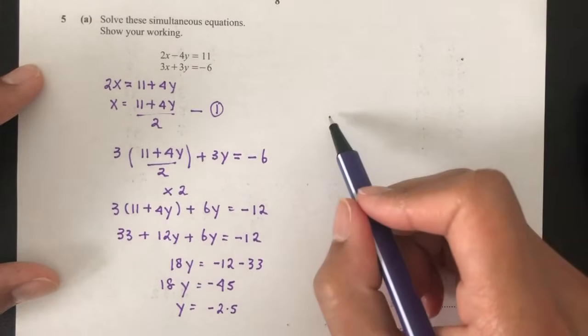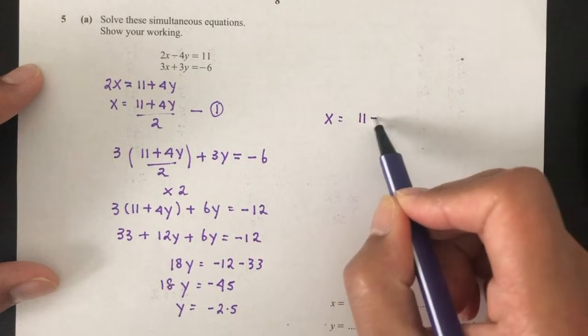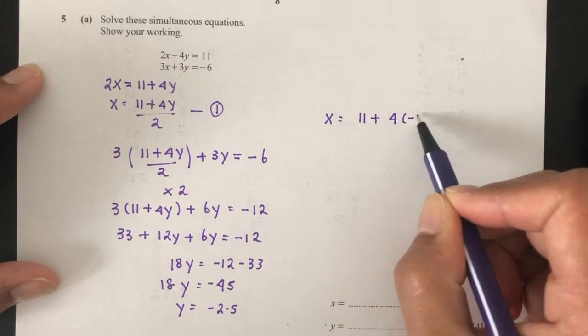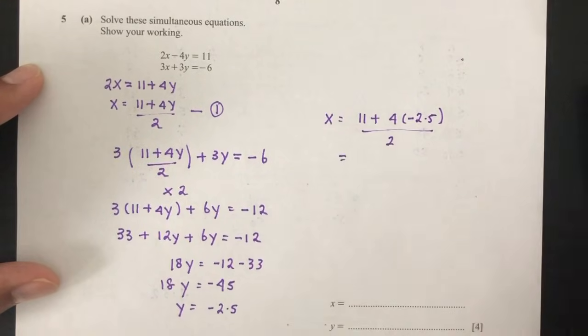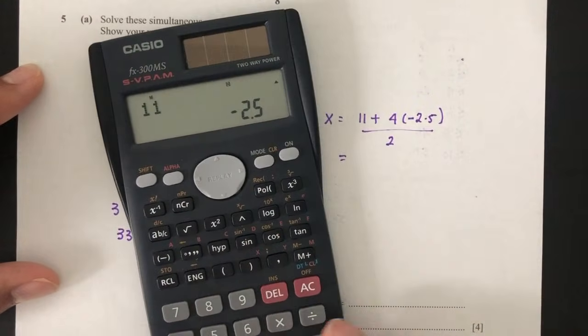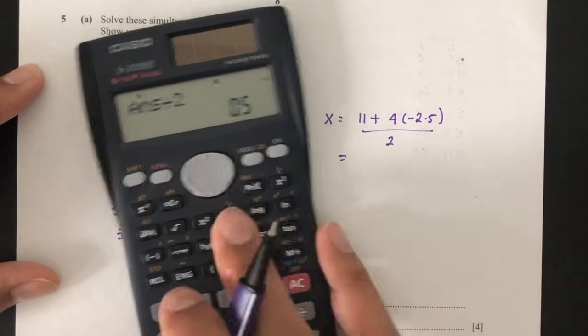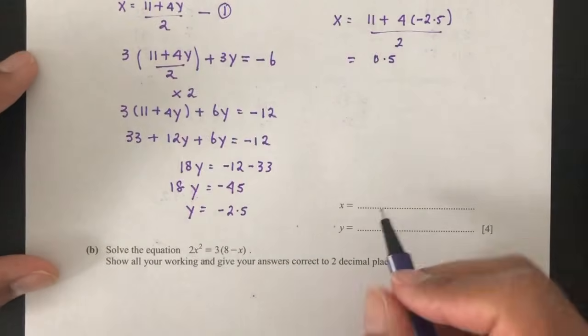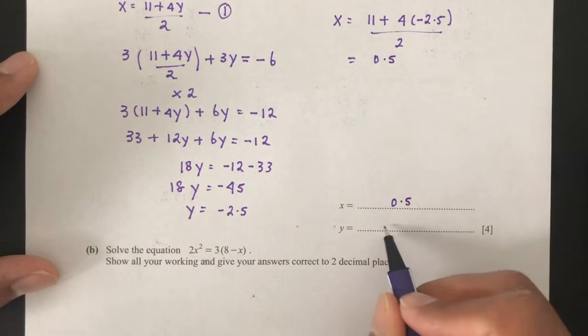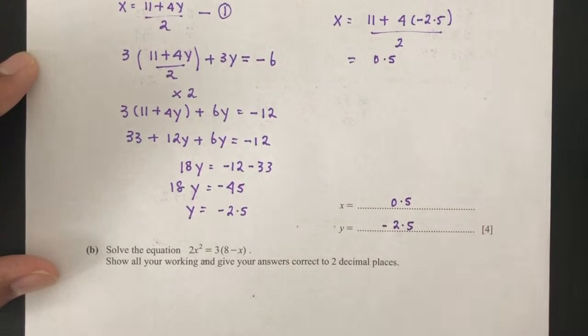Now for the value of x, that will be 11 plus 4 times y, which is minus 2.5, divided by 2. That will be what? So 11 plus 4 times the answer divided by 2, that will be 0.5. So value of x will be 0.5, y will be minus 2.5.